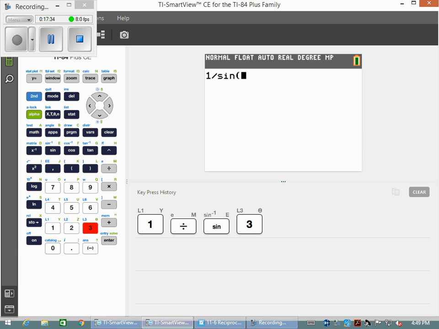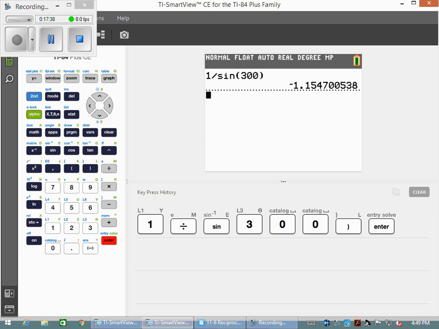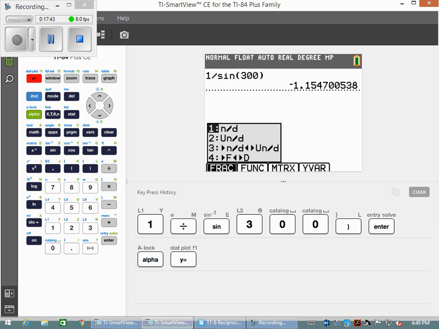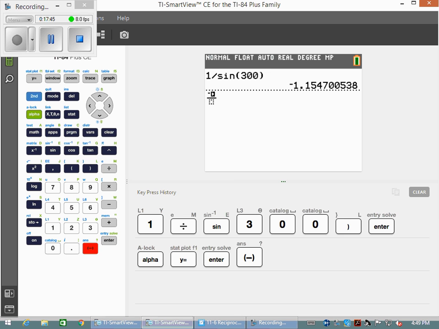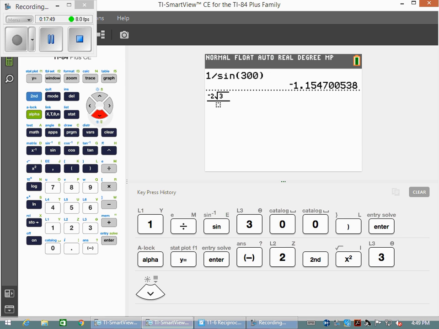And now we want to type in what we got to match it up. So we got negative 2. Let's open up a fraction. Negative 2 radical 3 over 3. And we show that we got the same answer that we started with.